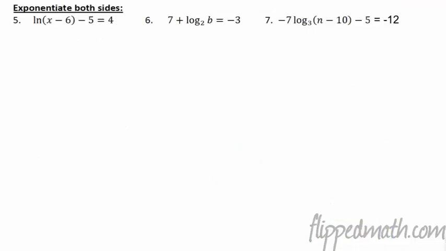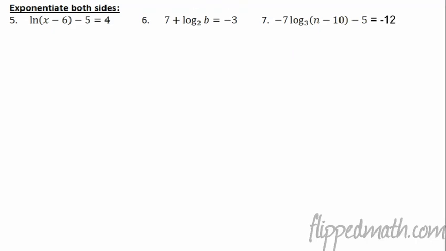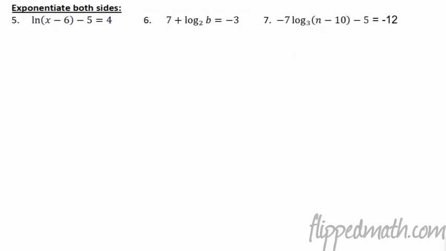Exponentiating both sides. To exponentiate means we use each side of the equation as an exponent on some base. Now we're going to pick a smart base. Let's look at number 5 right here. First, here's basically what we've got to do. We've got to get rid of that natural log there.